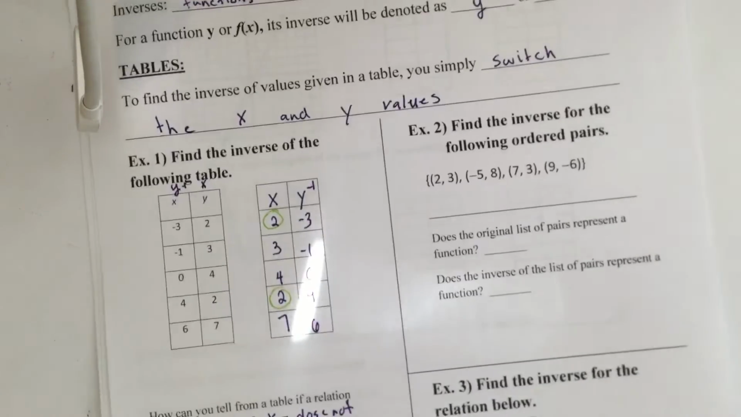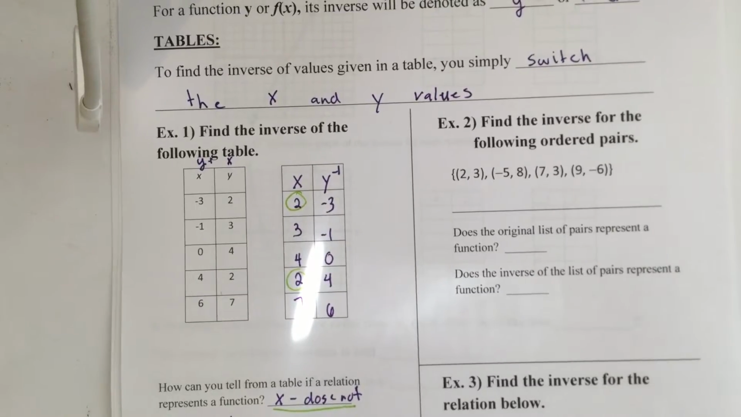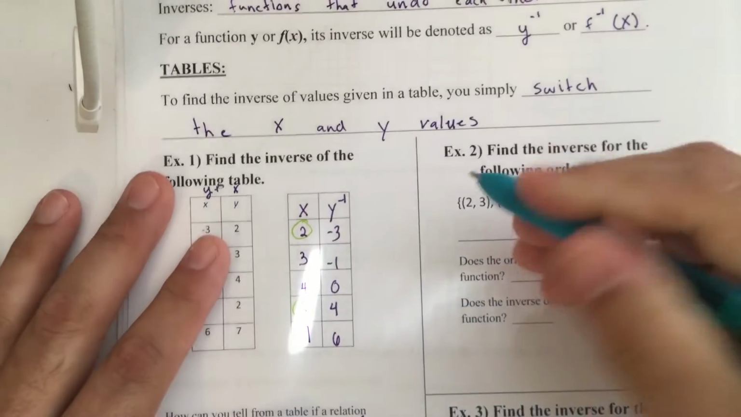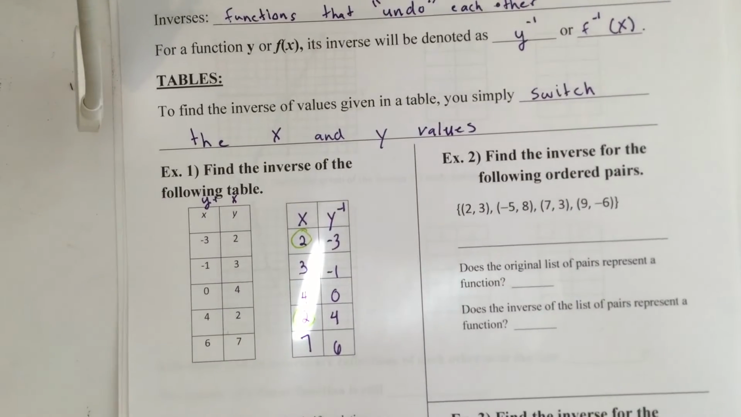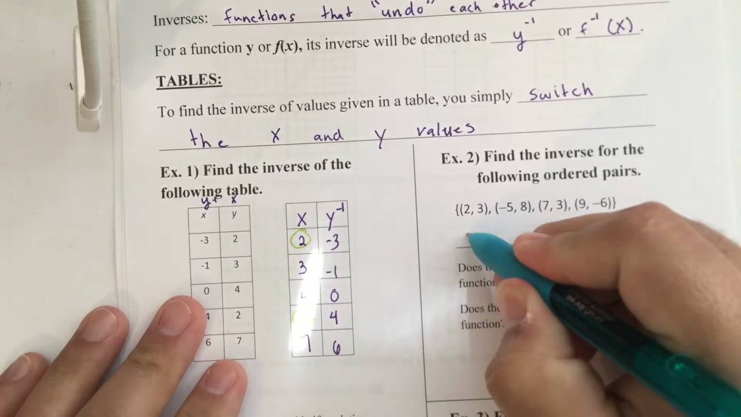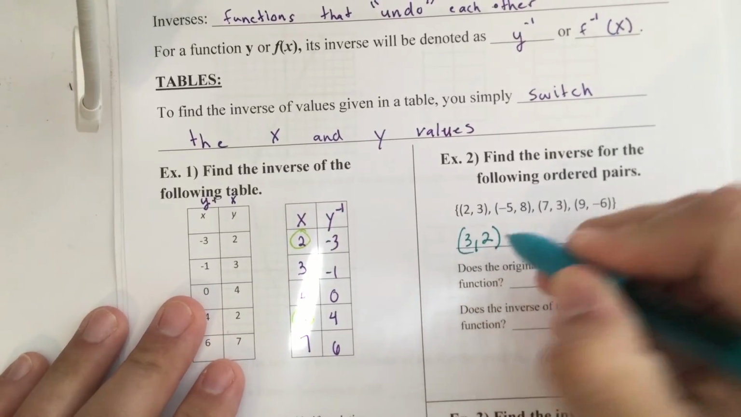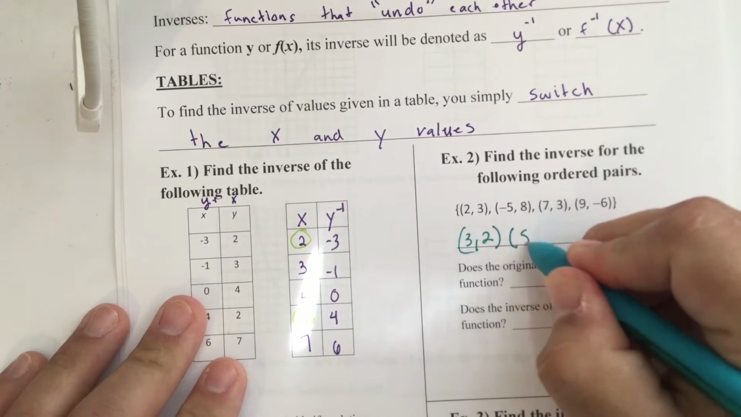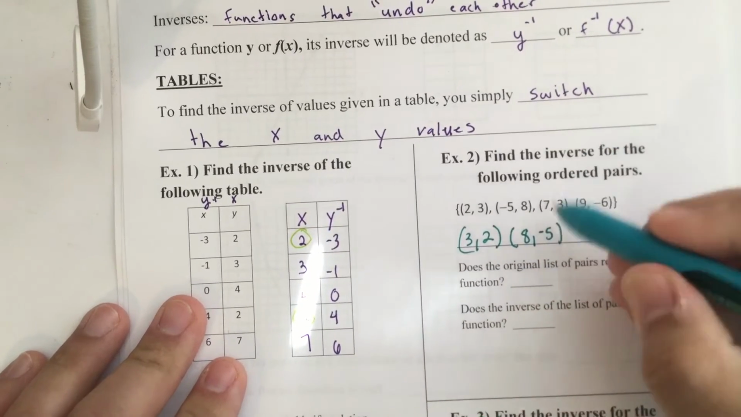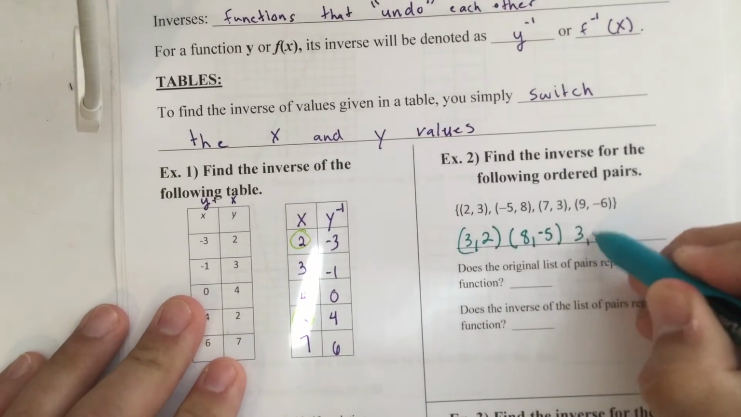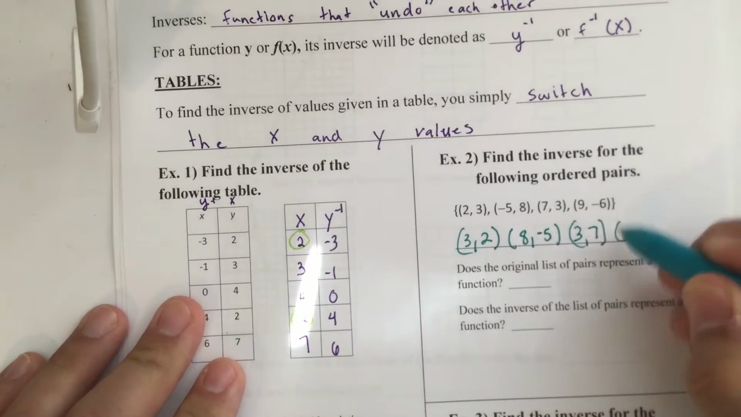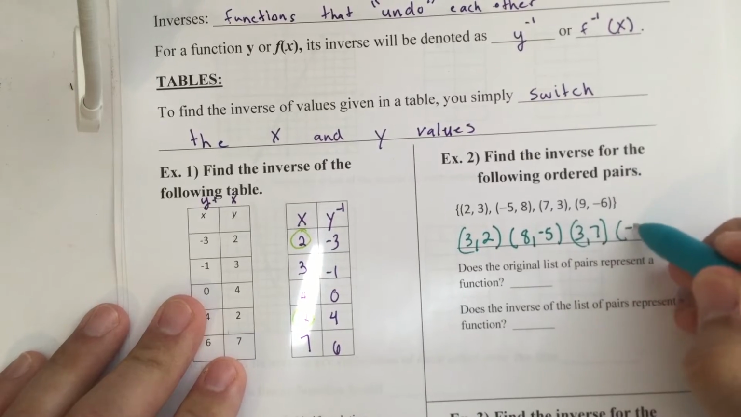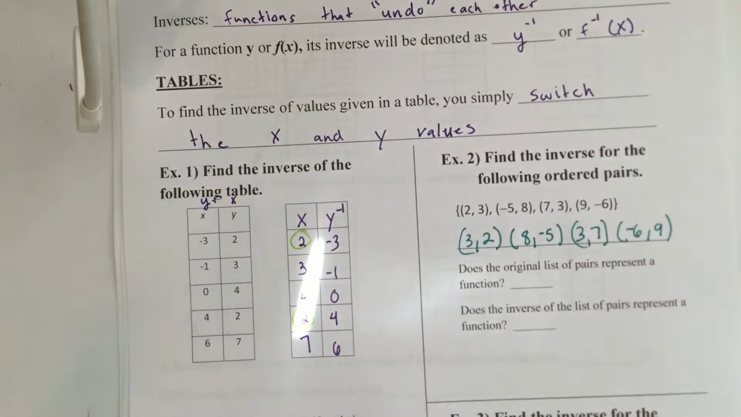Okay, so example 2, how to find inverses of the following ordered pairs. Really simple. Just like in the table, you switch the x and the y values. So here's my point, 2, comma 3. I'm just going to switch it: 3, comma 2. And negative 5, comma 8 is going to be 8, comma negative 5. And then 7, 3 becomes 3, 7. And then negative 9, negative 6 becomes negative 6, positive 9. That's simple. Just switch them.